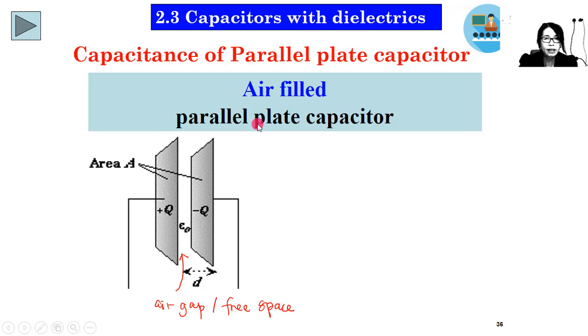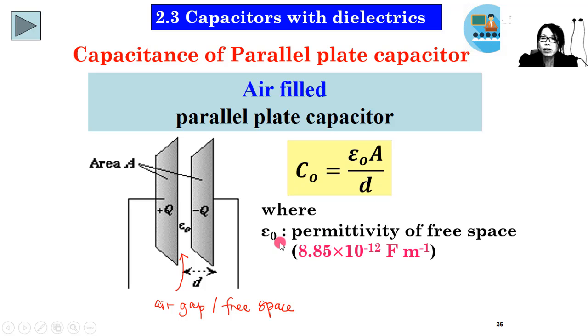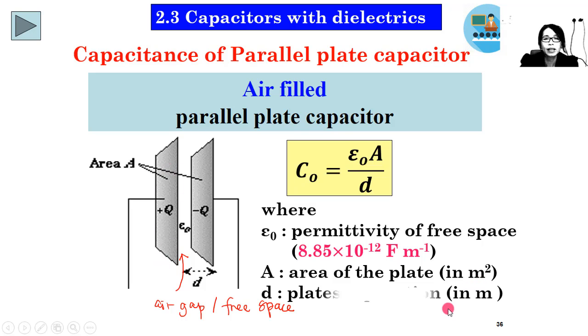So, for this kind of air-filled parallel plate capacitor, the capacitance is given by C naught equal to epsilon naught A over d. Epsilon naught is the permittivity of free space, whereby the value is 8.85 times 10 to the power of negative 12 farad per meter. A is the area of the plates in SI unit meter squared. d is the plate separation, or the distance between the two plates, measured in SI unit meter.